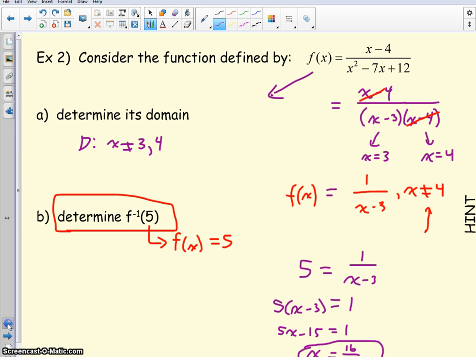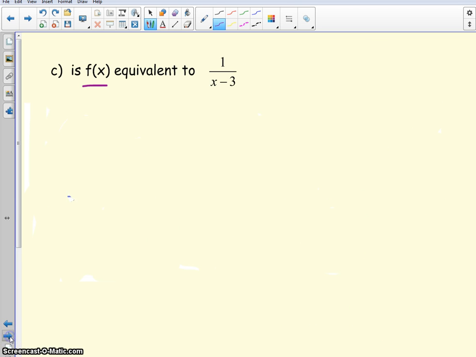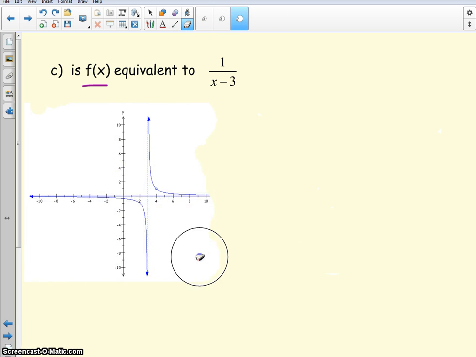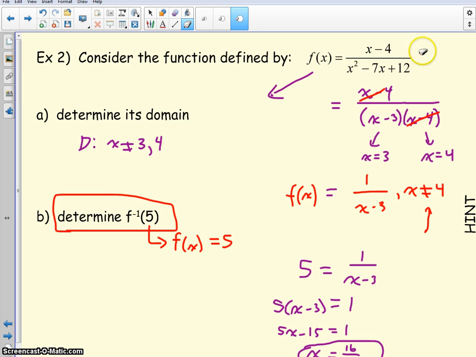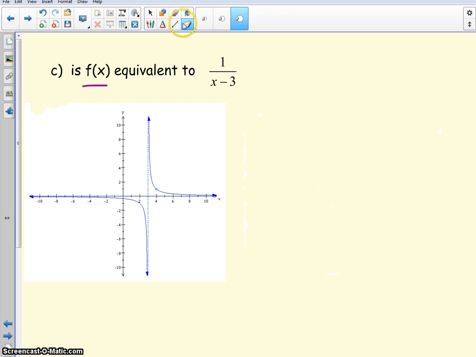At first glance, it seems like it might be, because f of x, once we started up here and worked through it and simplified it, we got 1 over x minus 3. Now, there's a little restriction. This is where that's going to come into play. Let's take a look at the graphs of each. So the original graph of f of x looks like this. If you were to put x minus 4 over x squared minus 7x plus 12 into a graphing calculator, it would produce this graph here on the left. 1 over x minus 3, on the other hand, would produce this graph right here.